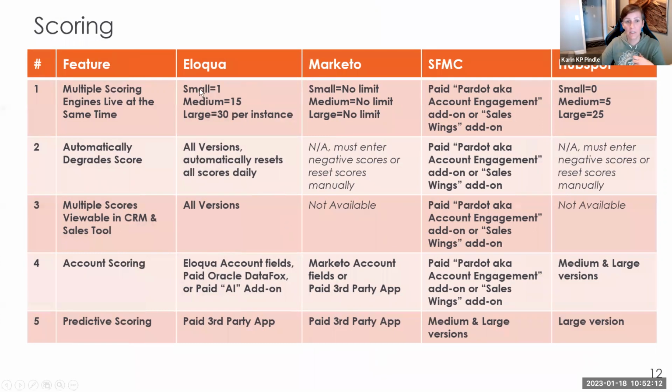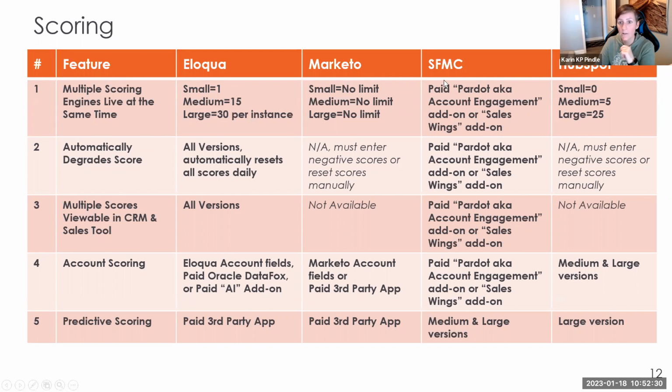You can see the limitations here. Eloqua, you can only have one live with their small version, 15 with their medium, 30 with their large version, which comes with 20 Eloqua instances or environments. That's why it says 30 per instance. Marketo has no limits on this with any version, which is pretty cool.